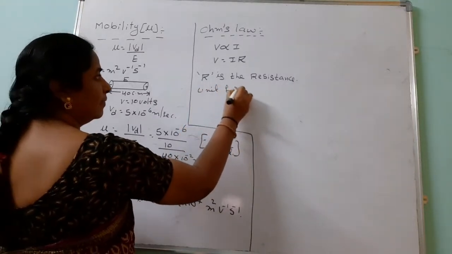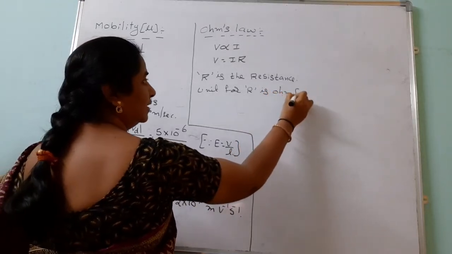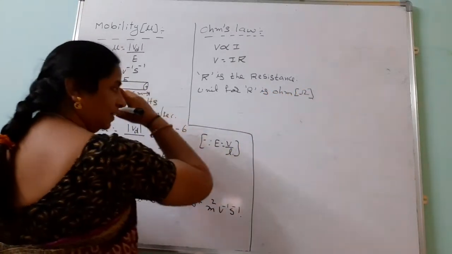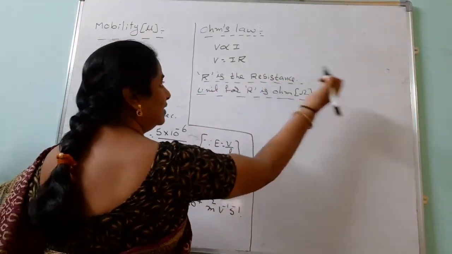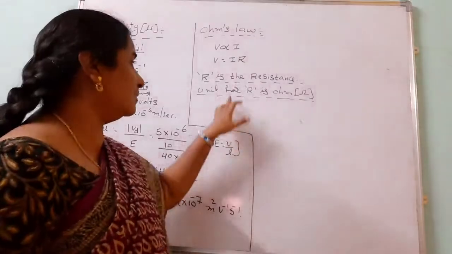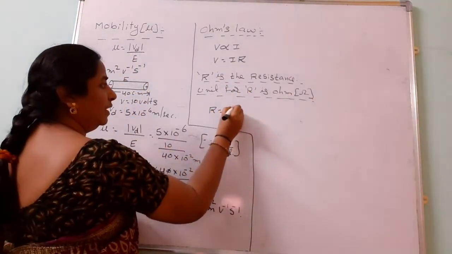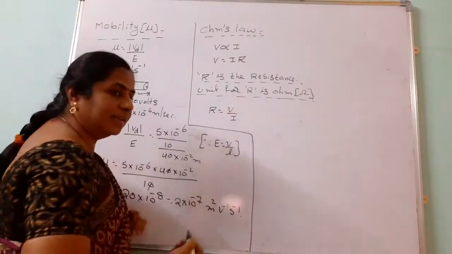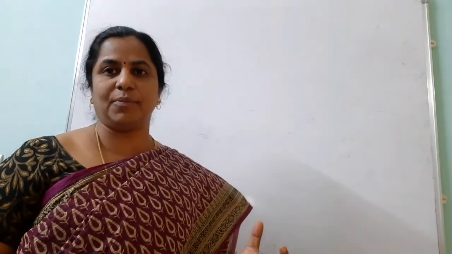R is ohm, and you can mention it with this symbol also. This is the resistance, and you know the definition of resistance. From this you can find the resistance: R equals V by I. So Ohm's law is V equals IR, and from this we can find the resistance, R equals V by I. Potential by current gives the resistance.